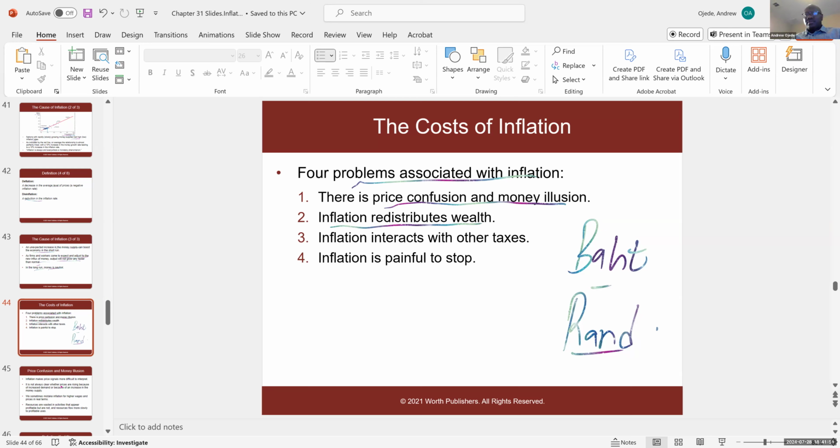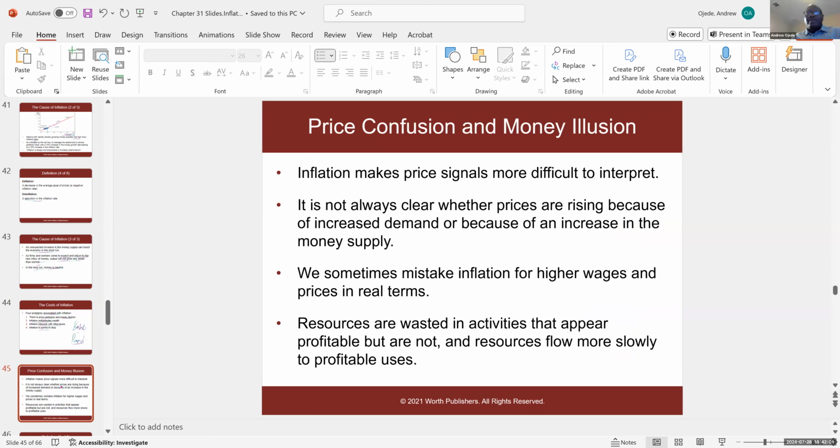And then inflation also interacts with other taxes. We're going to talk about how inflation is painful to stop. So let's look one by one. Inflation makes price signals more difficult to interpret, if you don't know what prices are going to be tomorrow, because prices are jumping up so fast.